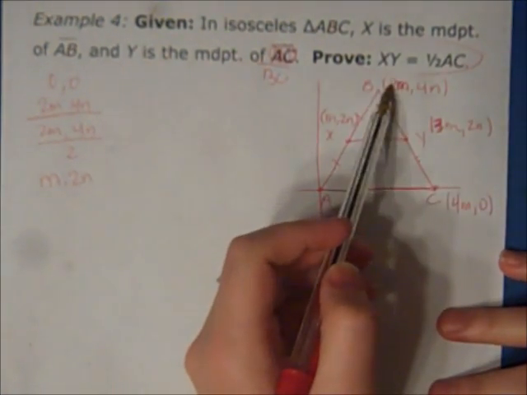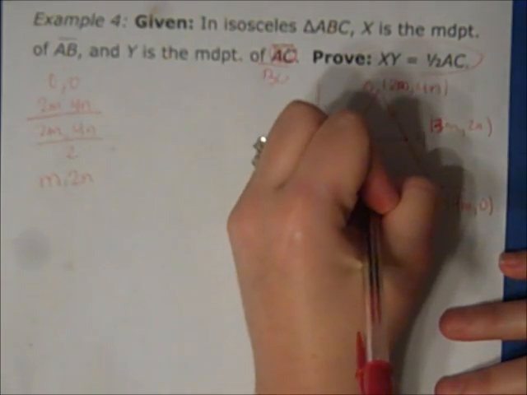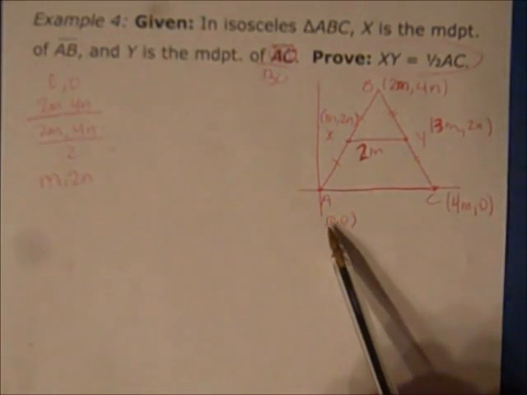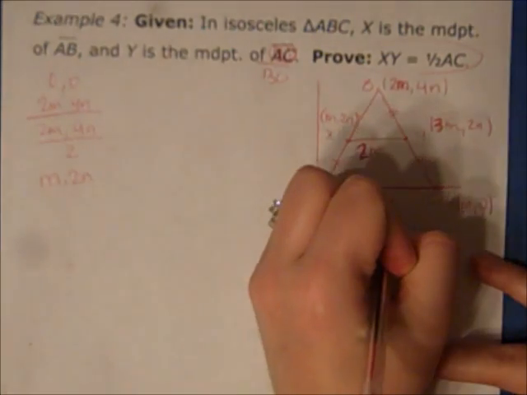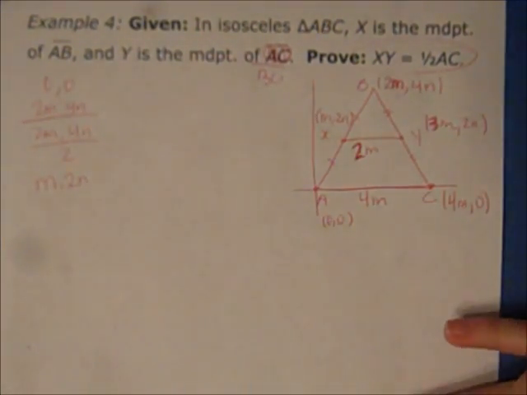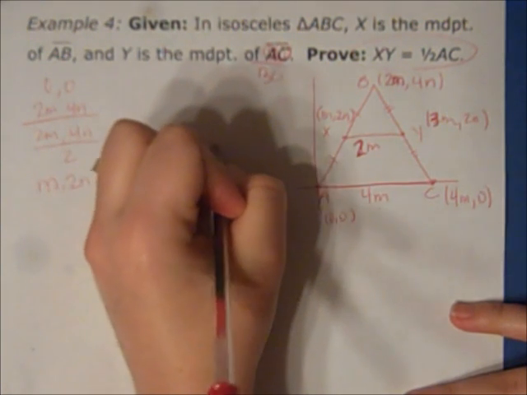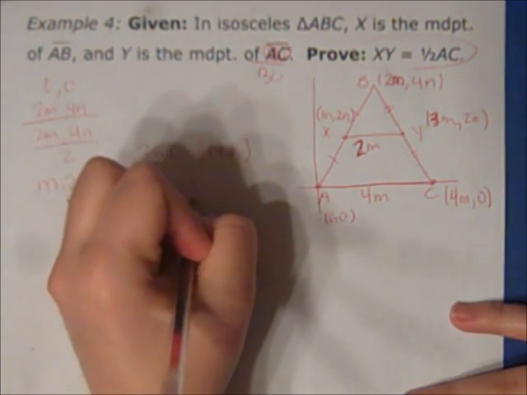Halfway between 2 and 4 would be 3. So this would be 2m places over. Goodness gracious. And here, if I went from 0 to 4m, then that would be 4m places over. Therefore, 2m is half of 4m, so xy is half of AC.